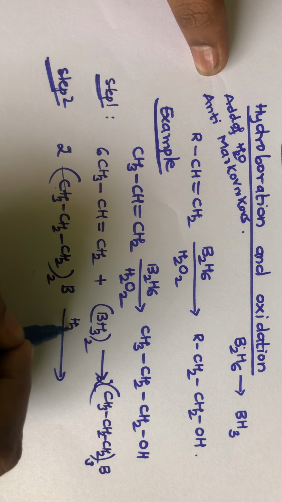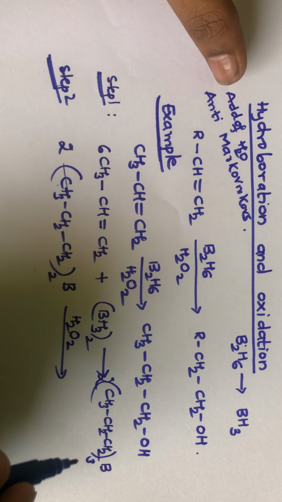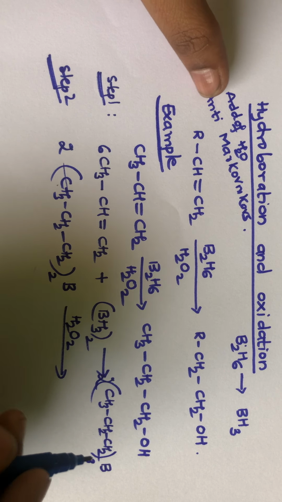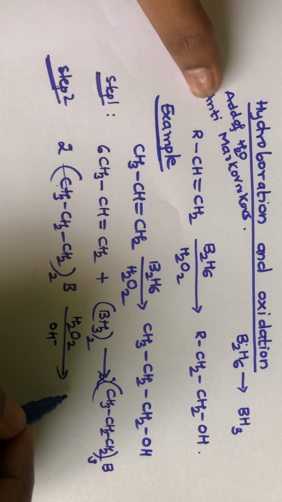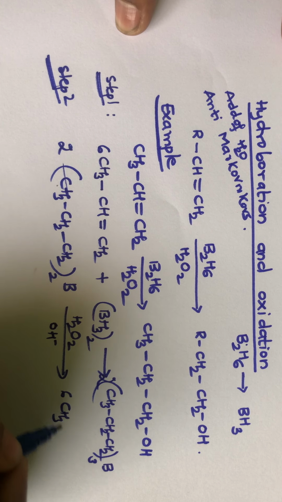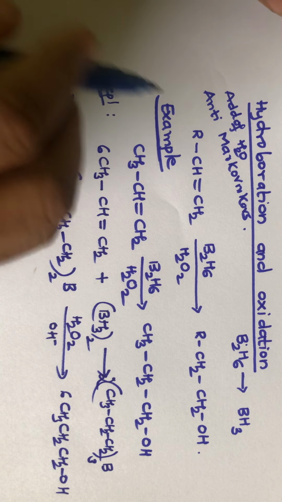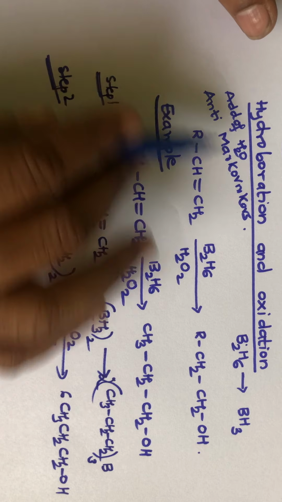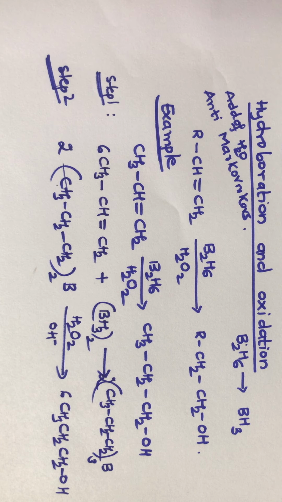Whenever it is treated with H2O2, hydrogen peroxide, in the presence of a base like NaOH, OH minus, we get the compound CH3CH2CH2OH. So the total reaction is anti-Markovnikov addition of water. H is added here and OH is added here. So this reaction is called hydroboration oxidation.